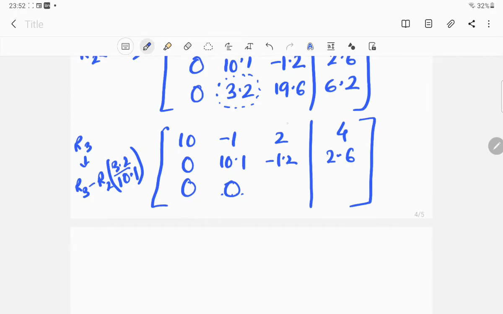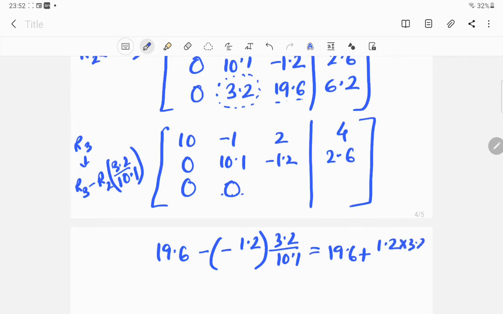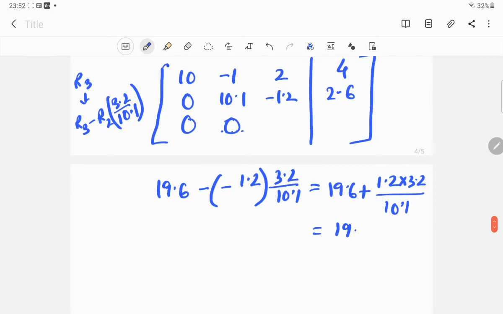Now for this one, what will happen? 19.6 minus 1.2 into 3.2 by 10.1. So it is minus plus, 19.6 plus 1.2 into 3.2 by 10.1. If you do the calculation, this value will go up to 19.98020. You can definitely use calculators. I have used a calculator, so 19.98, I will keep it like this.